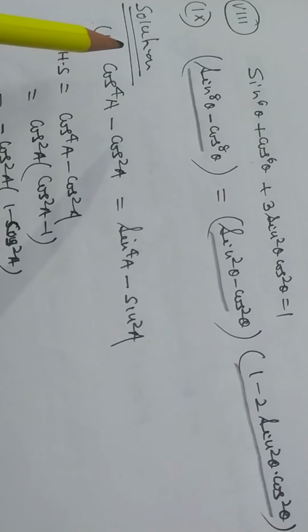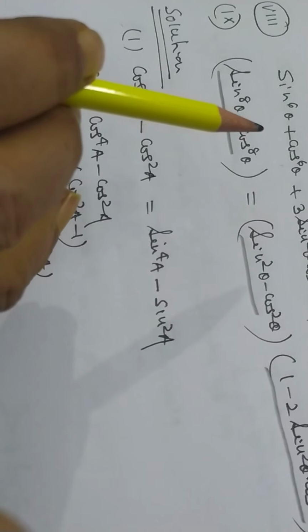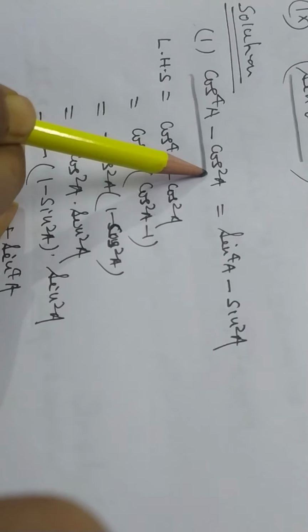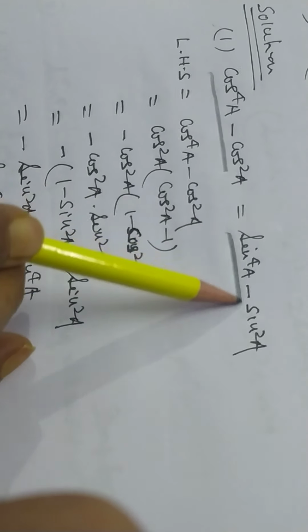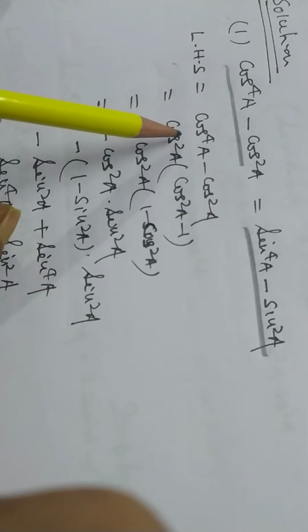Now I want to solve the problems one by one. My dear student, the first problem is cos to the power 4a minus cos square a is equal to sin to the power 4a minus sin square a. You must write the left hand side. Left hand side is what?